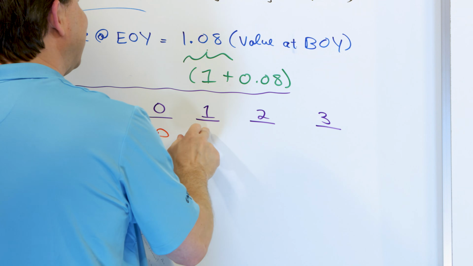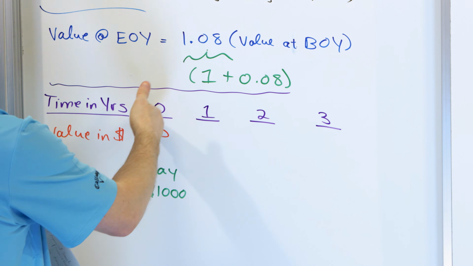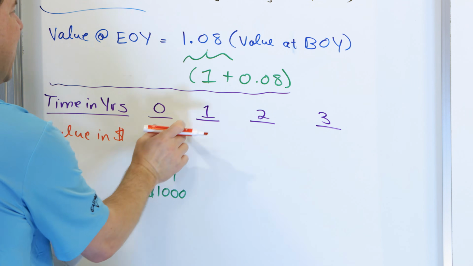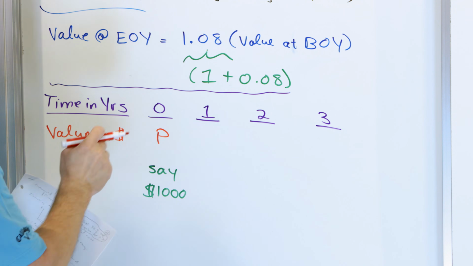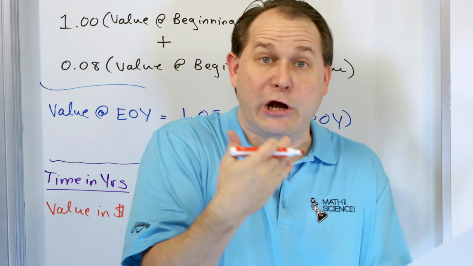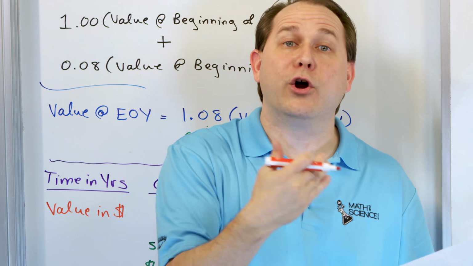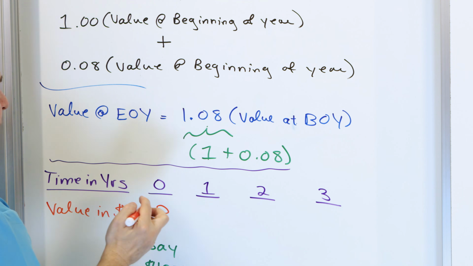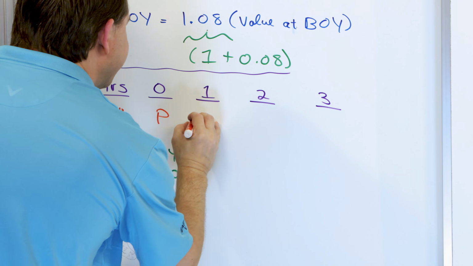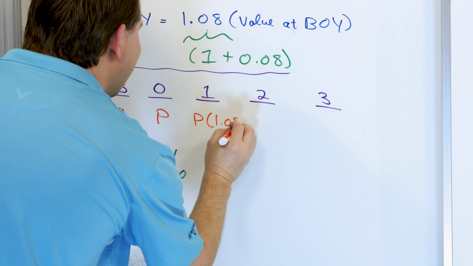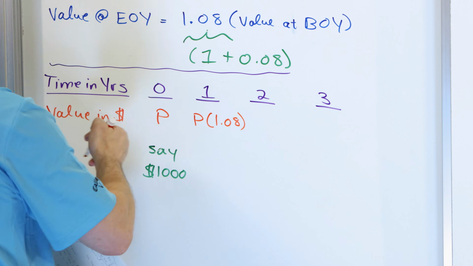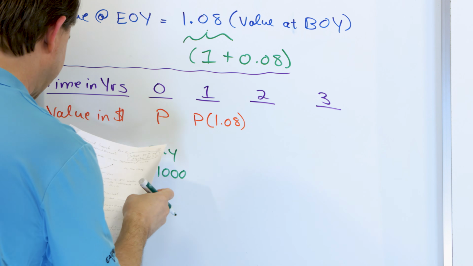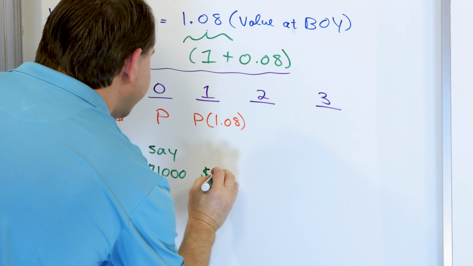What is going to happen at the beginning of the next year after 1 year has passed? Well, I'm going to take this principal and multiply it by 1.08. The 1 means that I'm carrying over what I started with, but the 0.08 is the free money I'm getting there. So ultimately, I multiply by 1.08. I have the principal times 1.08. That's how much money I'm going to earn. So if I started with $1,000 and I multiply by 1.08, I'm going to get 1080.